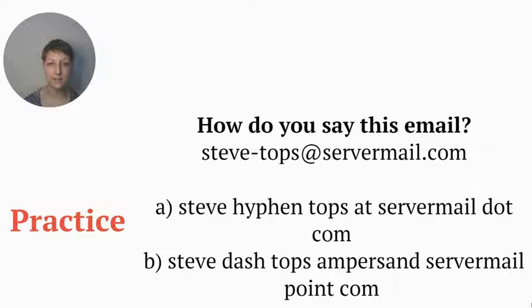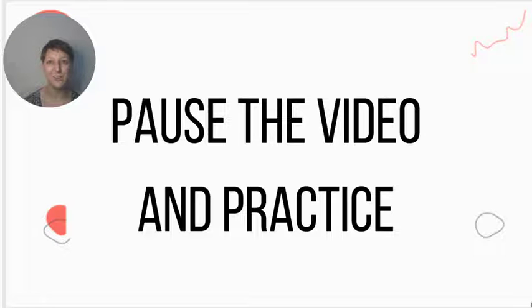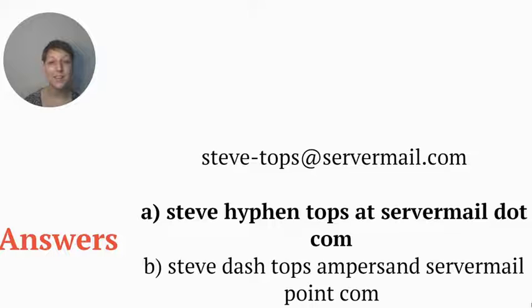Right, so let's practice. How do you say this email? A, steve-tops@servermail.com, or B, steve-tops_servermail.com. Pause the video and choose A or B. The answer is A, steve-tops@servermail.com. So most people know how to spell Steve and Tops, so you don't need to specify. But they may ask, Steve with a V, and then you can say yes.